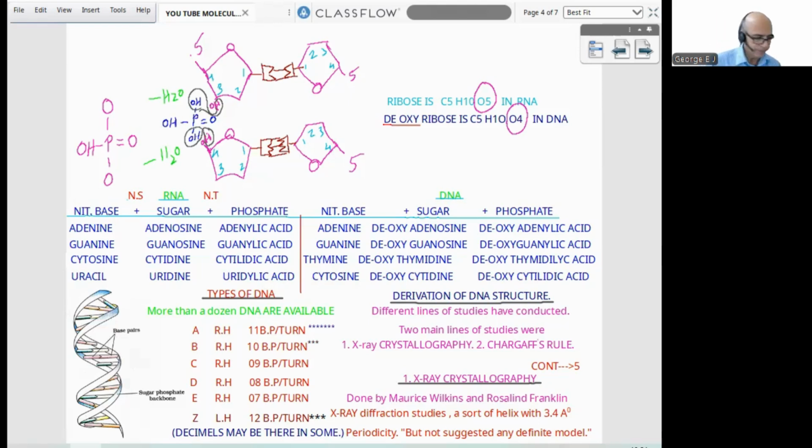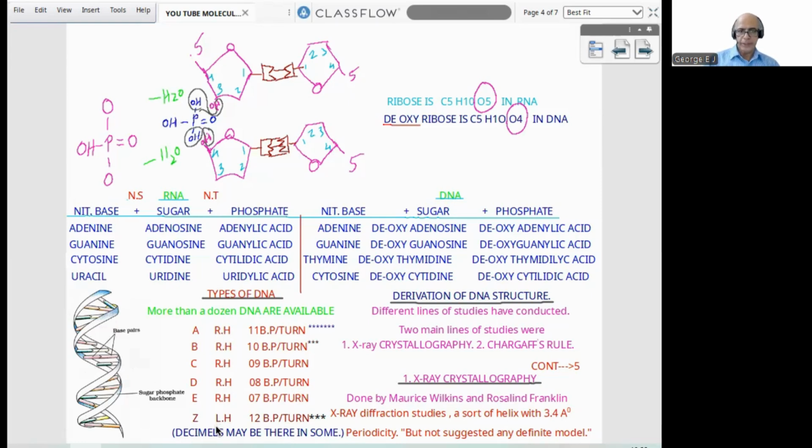Types of DNA. When we come to types of DNA, another usual question. Scientists say more than a dozen DNAs will be available. And for us, basically, A, B, C, D, E, Z, 6 will be there. Everything I have written here should be easy.